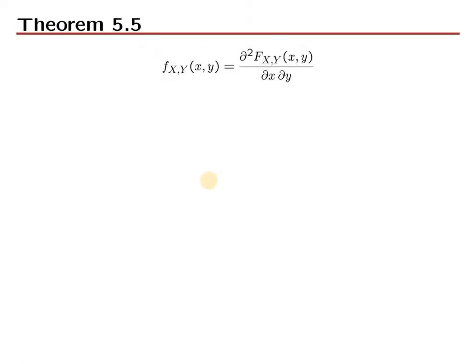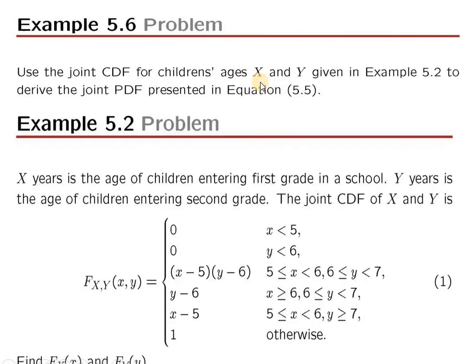Now, to calculate the PDF, it is better to use Theorem 5.1, which says that the PDF of a pair of random variables X and Y is the second partial derivative of the joint CDF. Now, let's understand this concept. Let's do an example.